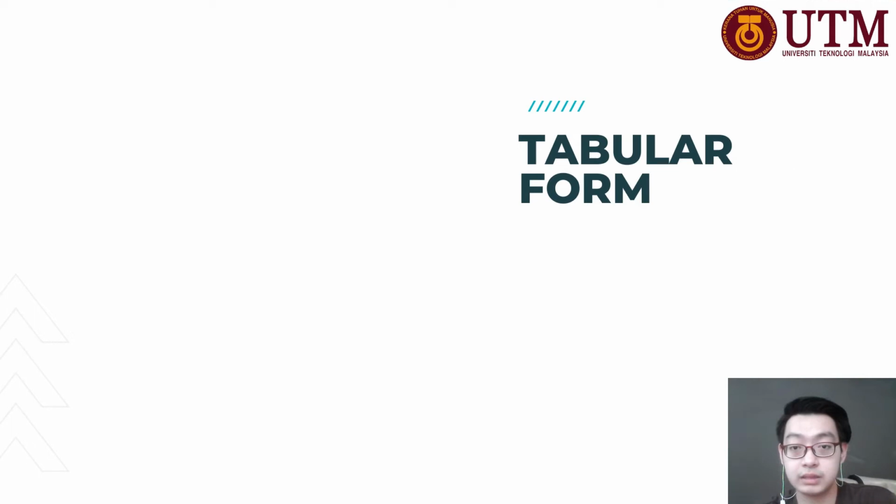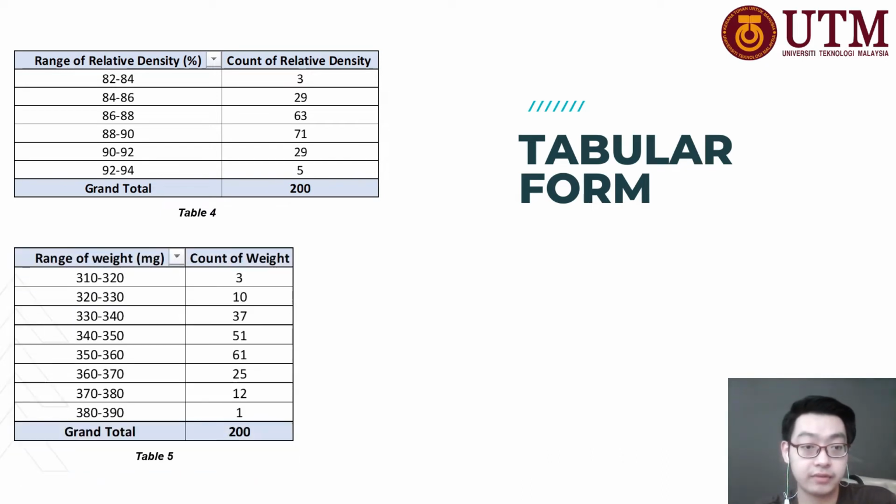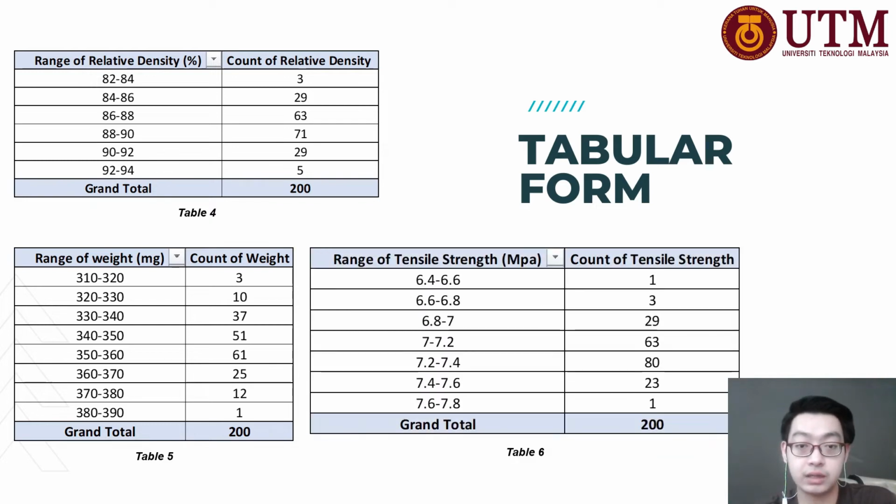The second form is the tabular form. In Table 4, you can see the range of the relative density and their frequency. Table 5 is the range for weight, and Table 6 is for the tensile strength.